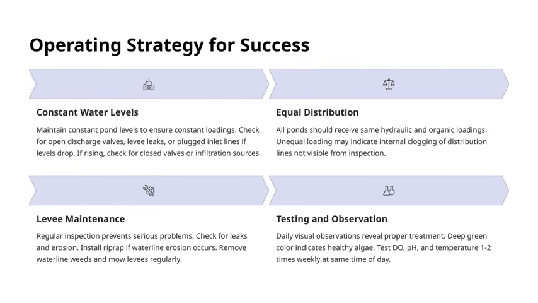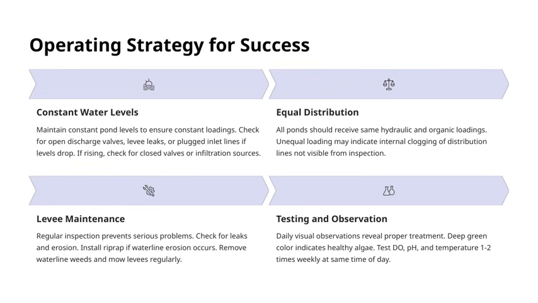Finally, testing and observation are part of our daily routine. A quick visual check each day can tell us a lot, like a healthy, deep green algae color indicating good conditions. Additionally, testing parameters like dissolved oxygen, pH, and temperature once or twice a week at the same time of day helps us monitor the system's health and make adjustments as needed. All these strategies work together to ensure our pond system operates smoothly, efficiently, and reliably, supporting the overall success of our treatment process.